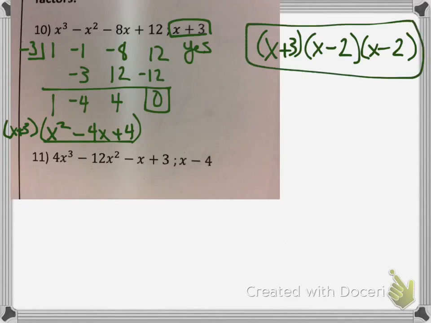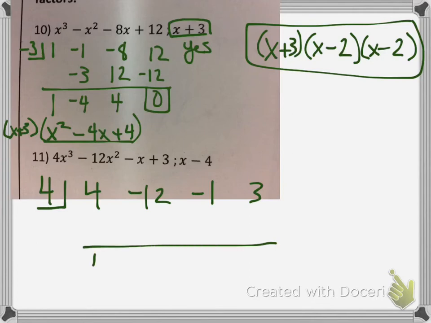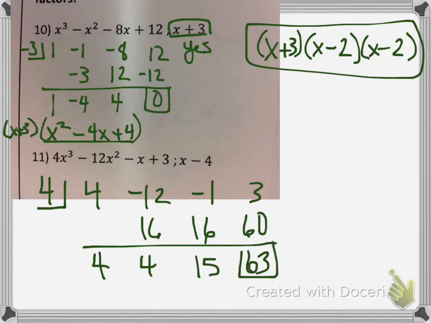If you look at the next one, number 11, I'm going to say +4, and I got 4, -12, -1, and 3. Bring down the 4. 4 times 4 is 16. 16 minus 12 is 4. 4 times 4 again is 16. 16 minus 1 is 15. 15 times 4 is 60. 60 plus 3 is 63. Did I get an answer of 0? No, so I would say no, and I'm done.